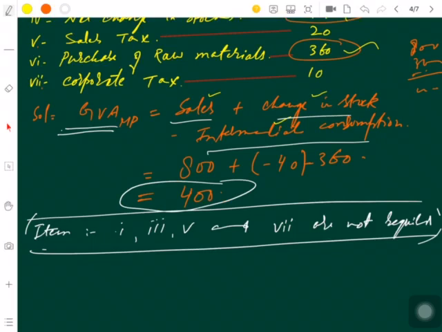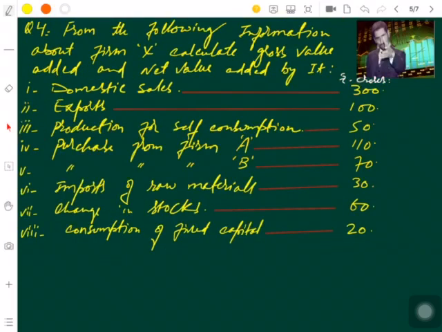So here you will have to sum up a few things together. So this is the question. From the following information about firm X, calculate gross value added and net value added by it. What are we being asked to calculate? The first thing, gross value added. The second thing, net value added. So it is one and the same thing. If we calculate any of the aggregates, we can reach every aggregate.